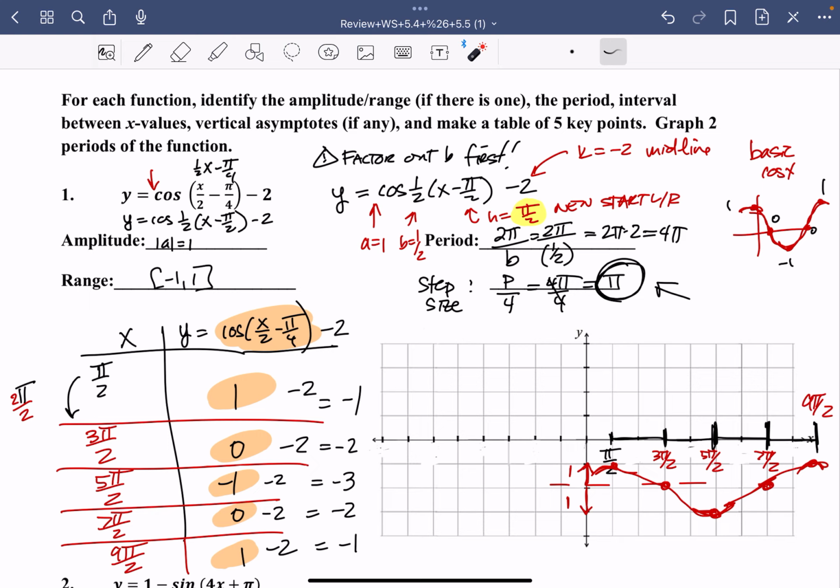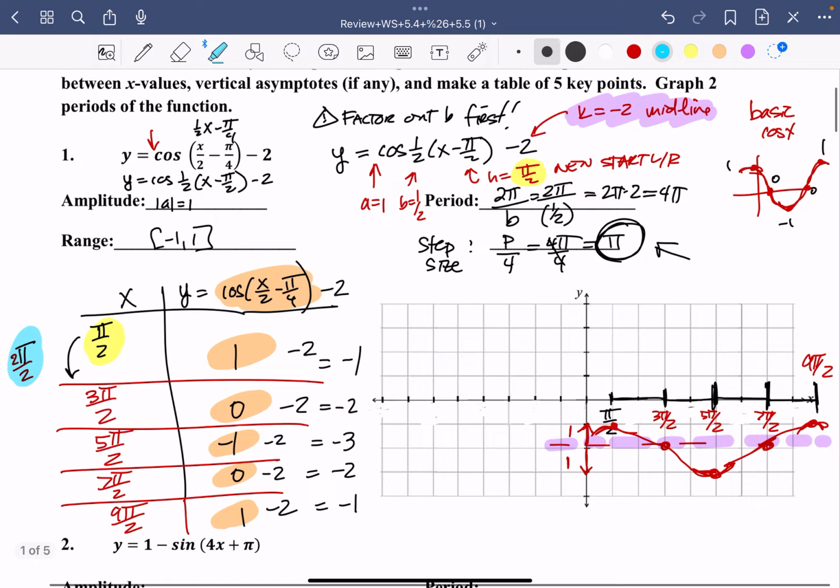All right, so some main key points in here. Factoring out b first was oh so important. Making sure we had the correct midline, which is where you start, up and down. And then we had the correct starting value left to right, which was your h. So that correct starting value. And then we took our step of size 2 pi over 2, also known as pi.